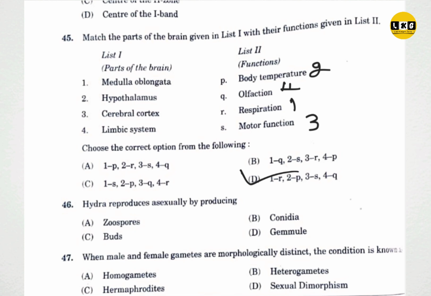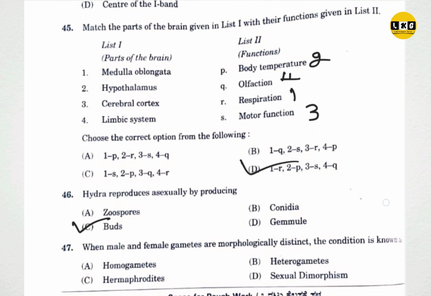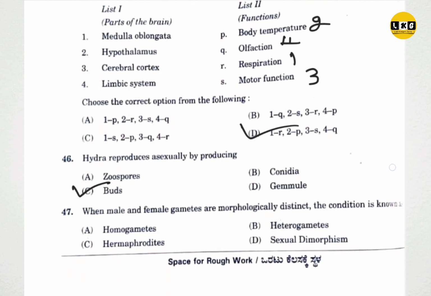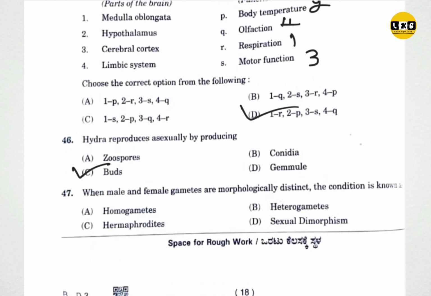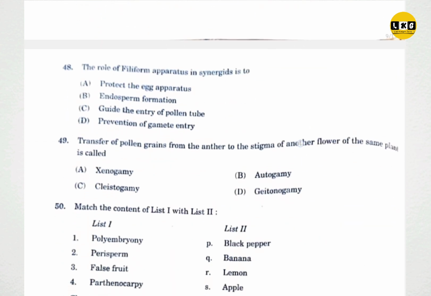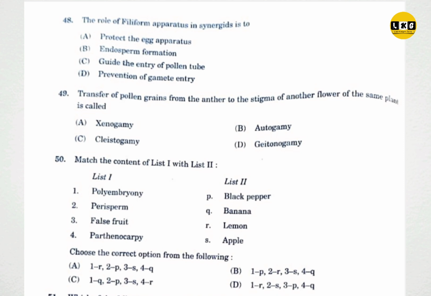Next, hydra reproduce asexually by producing. This is the easiest question from the first chapter. Hydra reproduces by budding. Option C. Next, when male and female gametes are morphologically distinct, it is known as, of course, heterogametes. If they are the same, it is known as homogametes. Okay. Next, 48. The role of filiform apparatus in synergid is. Filiform apparatus are finger-like projections which guide the pollen tube inside the embryo sac. So option C, guides the entry of pollen tube.